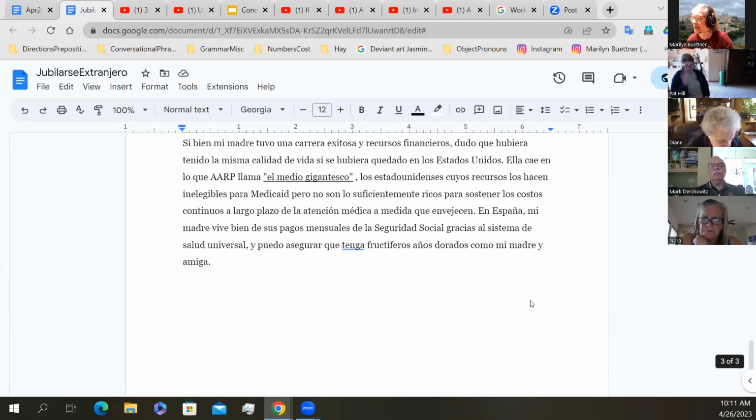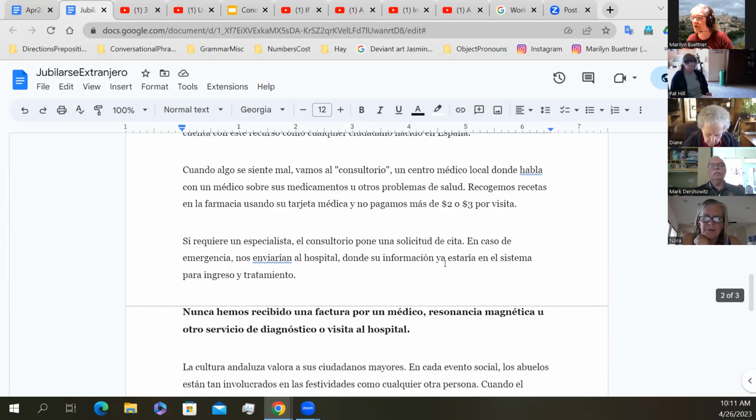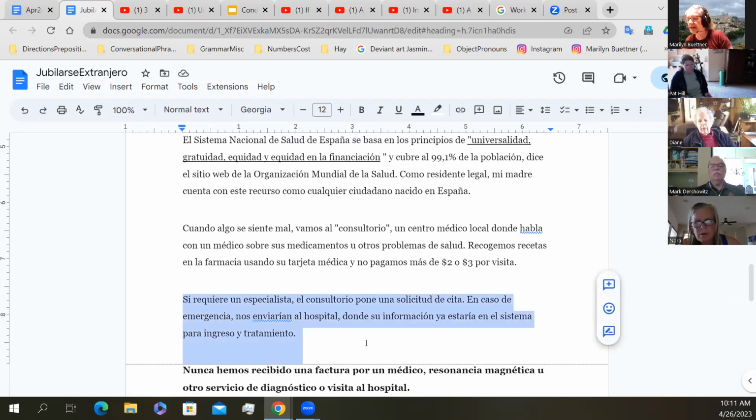Okay, vamos a ver. El quinto párrafo, fifth one, at the bottom of the second page. Let's see, here we go. Si requiere un especialista, if she requires a specialist, el consultorio, and that is just a fancier word for office. Offices for professional people like doctors, lawyers, therapists are often not called oficinas. Even the dentista, they're often called consultorio because then it's a consulting room.